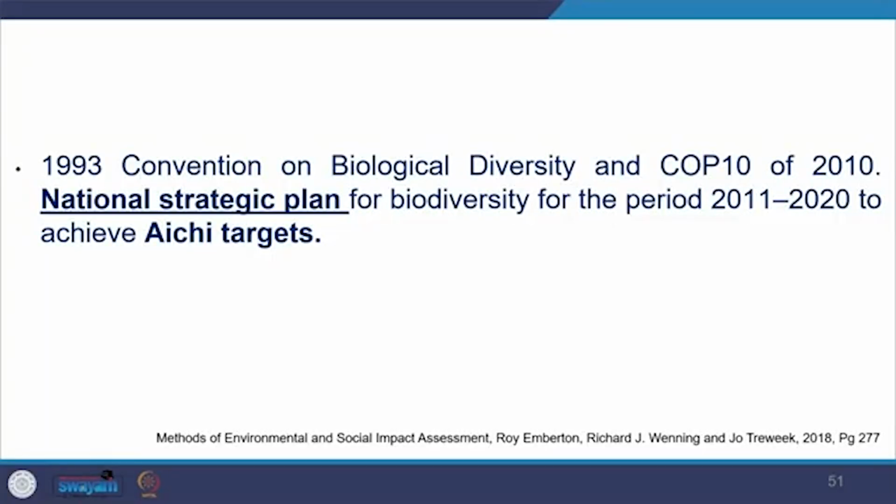Because of the Convention on Biological Diversity and COP10 of 2010, the signatory countries agreed to prepare a national strategic plan, and this also helped to achieve the key targets, which are important to consider in the context of EIA and assessment of the potential for development to affect biodiversity.